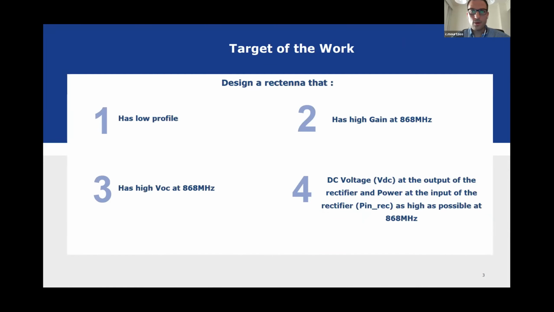The target of the work is to design a rectenna that has a low profile, high gain at 868 megahertz, high VOC at the same frequency, and DC voltage at the output of the rectifier, and power at the input of the rectifier as high as possible, again at the frequency of interest of 868 megahertz.